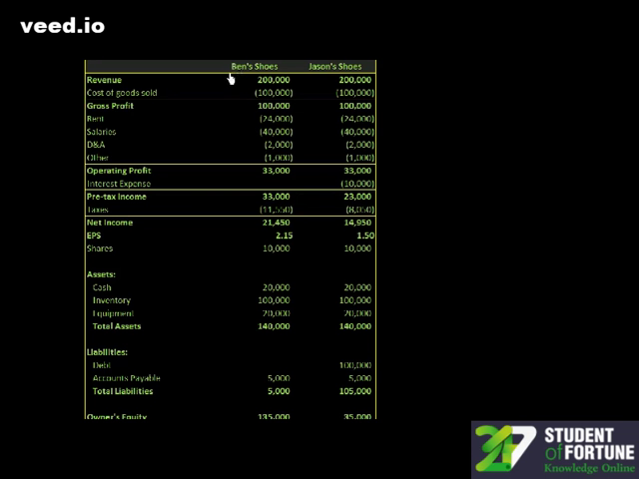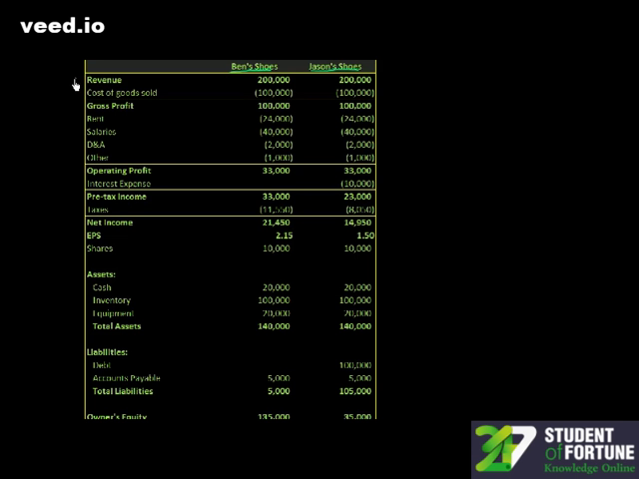One is Ben's Shoes, and one is Jason's Shoes. And I did that because these are fundamentally the same business, but they have a slightly different capital structure, and we'll talk about what that means in a second. But they're both shoe stores. They buy shoes from shoe manufacturers, they put them on their shelves, and then customers come in and buy those shoes.